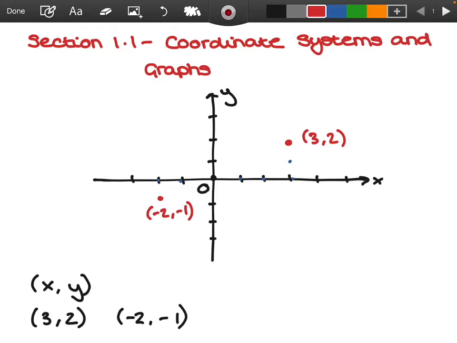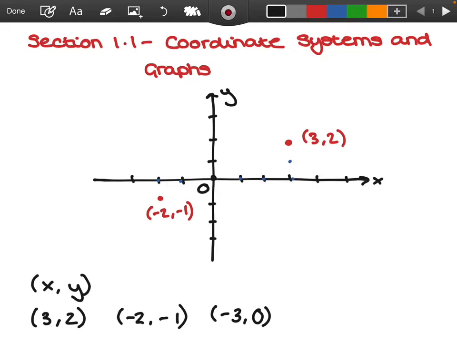Let's try another point. Let's try (-3, 0). Okay. In this case, I have a negative x coordinate but a 0 y coordinate. That tells me that I am going to be on the x-axis because I am not shifting away from the origin in the y direction. I'm still at 0 for my y coordinate.